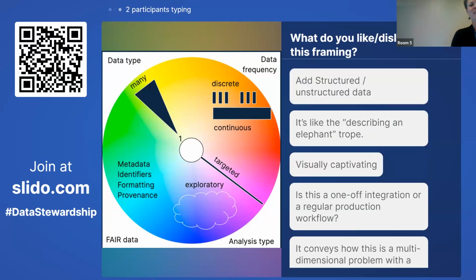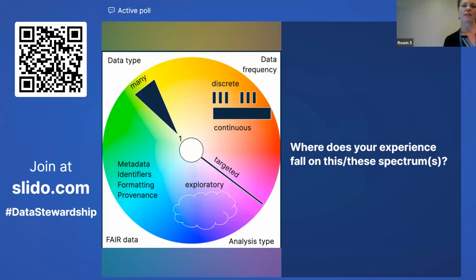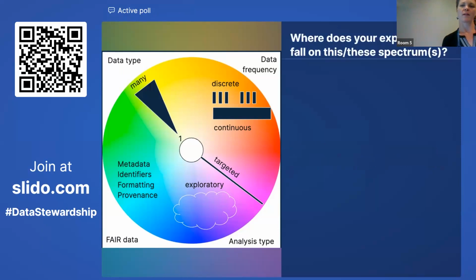It's describing an elephant. I have legs. What do you have? Structured and unstructured data. That's good. Yeah, these are great ideas. Excellent. Okay, and then where does your experience fall on the spectrum? So someone mentioned targeted and FAIR. Just to get a shape in the room.